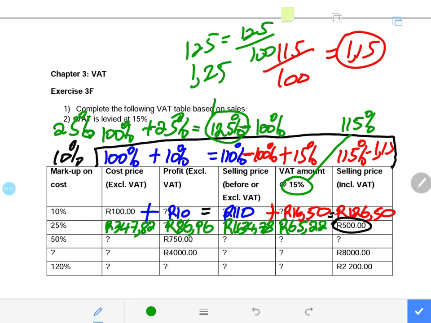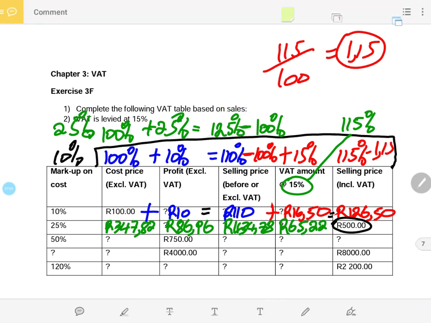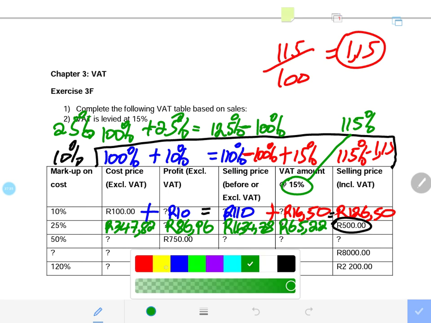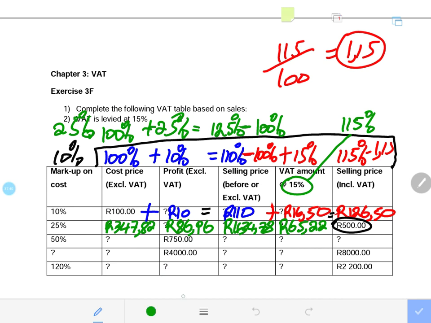So we are now under the third question, or the third scenario, and the third scenario is markup percentage being 50%. What do we have now? We have the profit, the second column, which excludes VAT. We have the profit. Now, what are we looking for? We are looking for all the other columns.